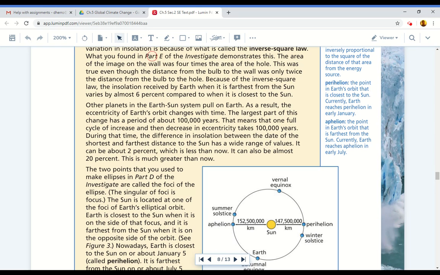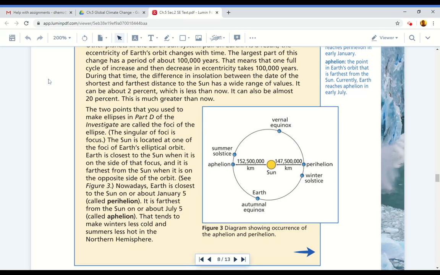What you found in Part E of the Investigate demonstrates this. The area of the image on the wall was 4 times the area of the hole. This was true even though the distance from the bulb to the wall was only twice the distance from the bulb to the hole. Because of the inverse square law, the insolation received by Earth when it is farthest away from the sun varies by almost 6% compared to when it is closest to the sun.